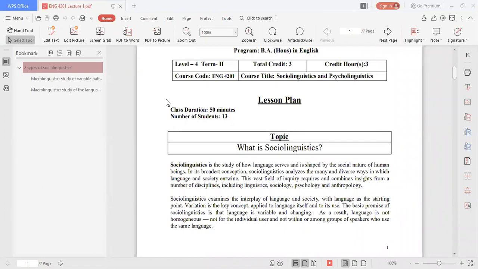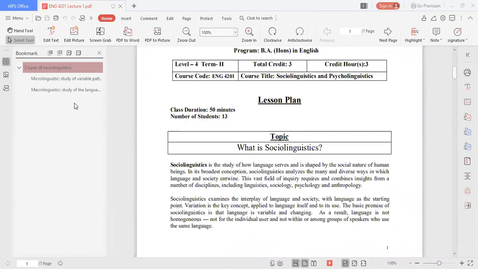Yes, can anyone tell me? Language is not homogeneous. So it's not identical. Exactly, it's not identical, and at the same time, they're not the same. Exactly, from individual user to individual user, it varies. Not within or among groups of speakers who use the same language. So, language is not homogeneous.